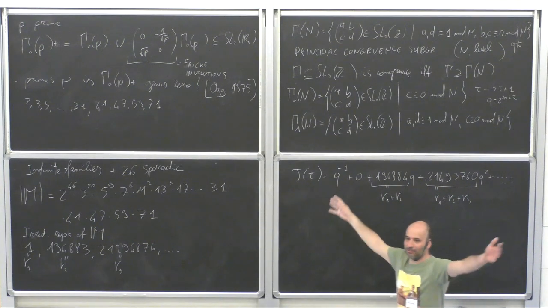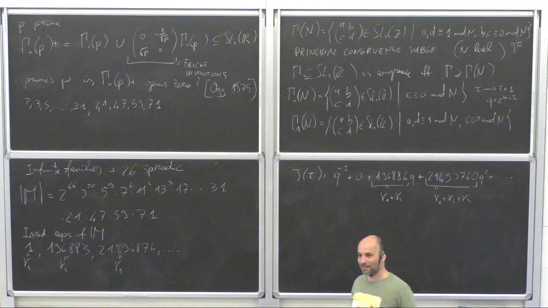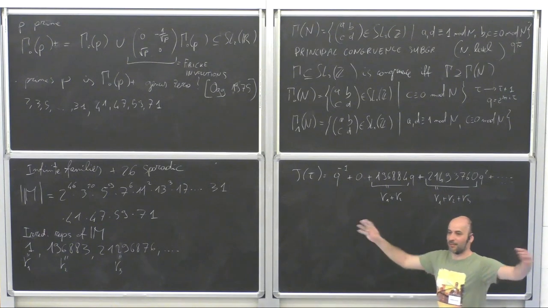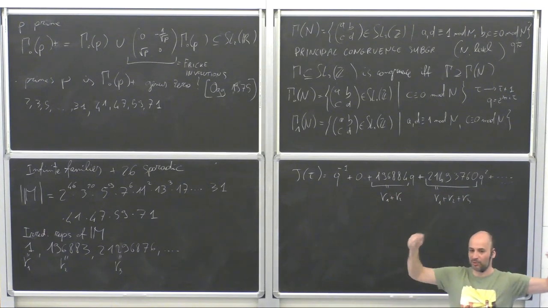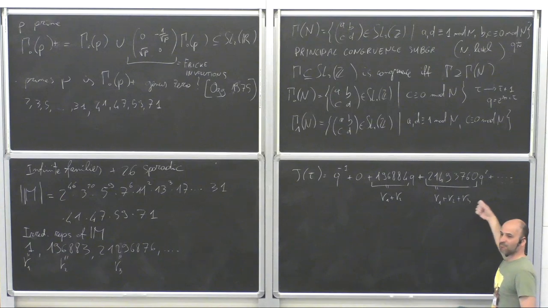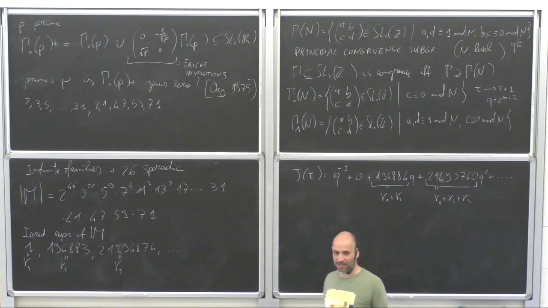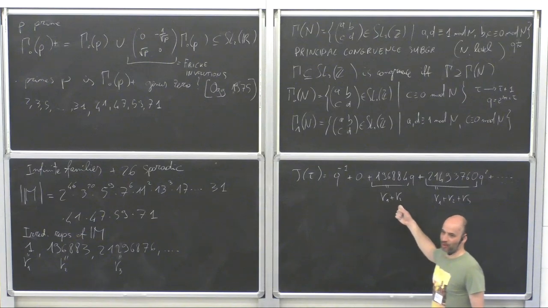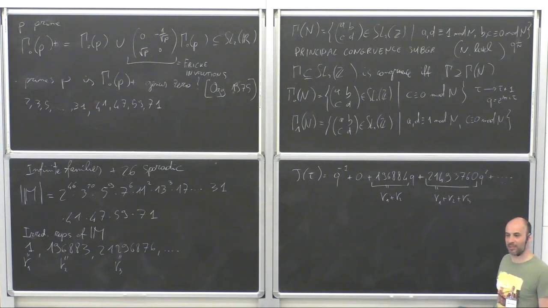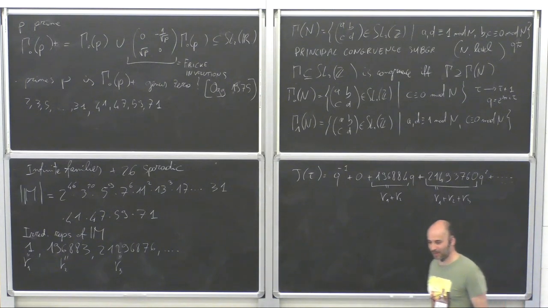And then when you go on, they don't look nice anymore, because these numbers become bigger and bigger, and you have to sum multiple times the same representations, and you don't have a nice decomposition anymore. Okay. But this is the sign that there is something going on. That's the point, if you are convinced about that.